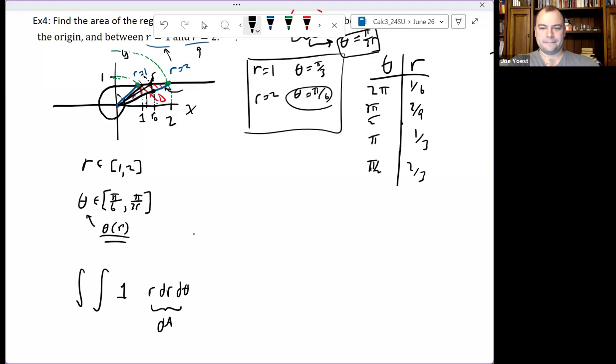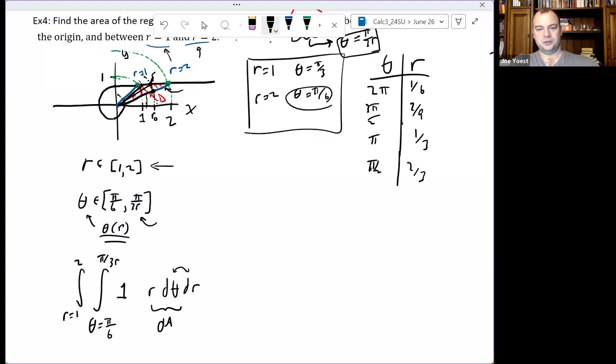Now here, note that I have theta as a function of r, and r acting somewhat independently of theta, but theta is dependent on r. So in this case, I want to switch my order of integration. I'm going to integrate d theta dr. Doesn't really roll off the tongue, r d theta dr, but I'm going to switch these two. I'm going to integrate theta as my inner integral. Theta is going to go from pi over 6 to pi over 3r, and then r is going to go from 1 to 2.